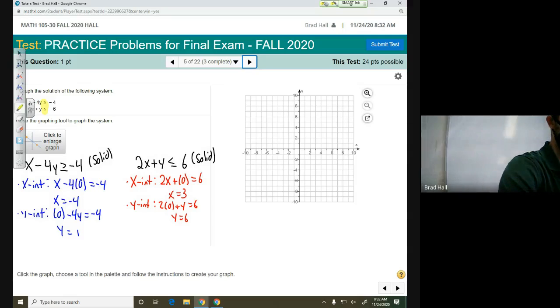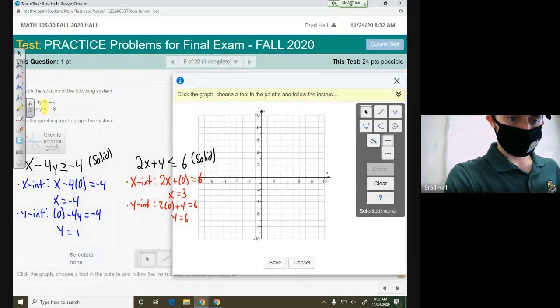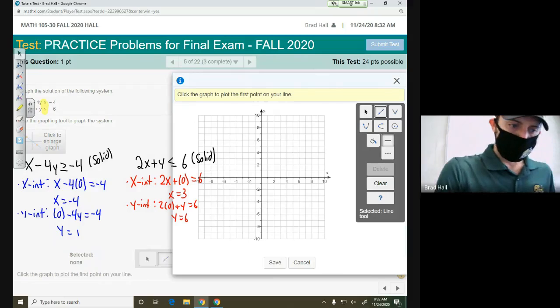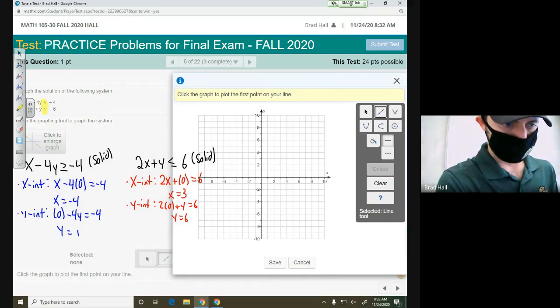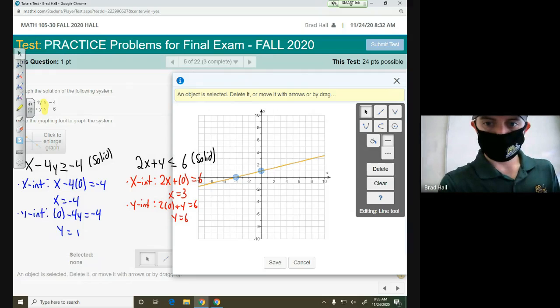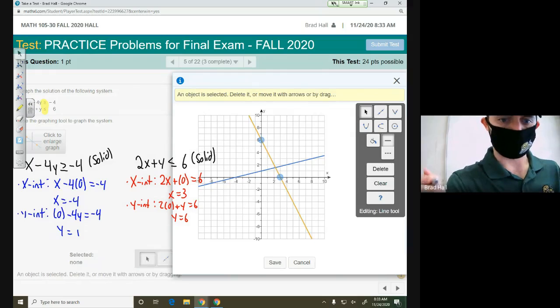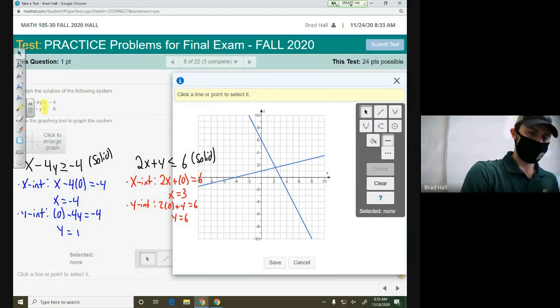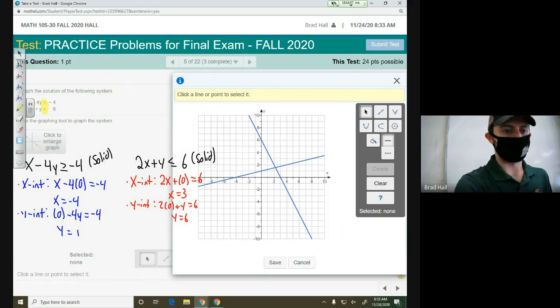So let's go ahead and plot these lines. Here, the x-intercept for one of the lines was -4, and the y-intercept was 1. So the line's plotted for us. And for the other one, the x-intercept is 3 and the y-intercept is 6. So it looks just like this. And then finally, we need to figure out the shaded component of all of this.